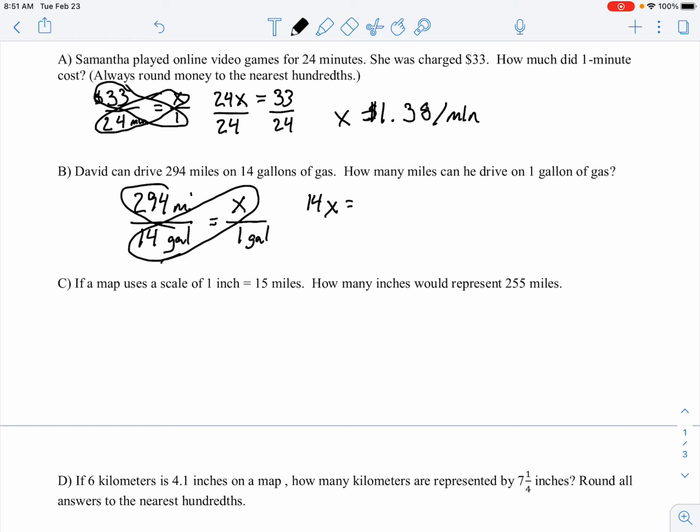14x is equal to, well, this is pretty easy here because 294 times 1 is equal to 294. We are going to divide by 14 here, and x will be 294 divided by 14. So he's going to be able to drive 21 miles per gallon of gas. So there's once again our units being given as a rate, a unit rate in this case.